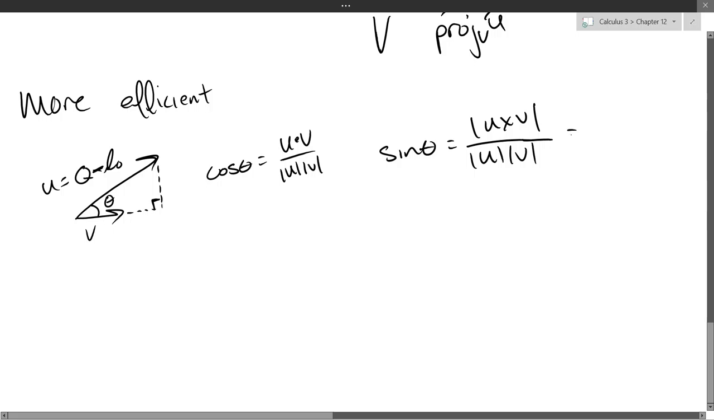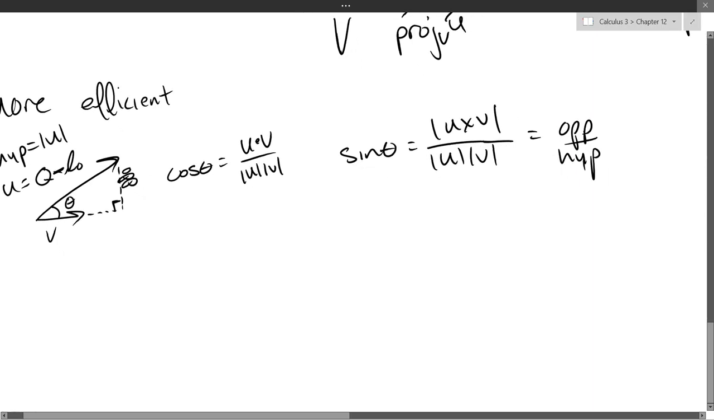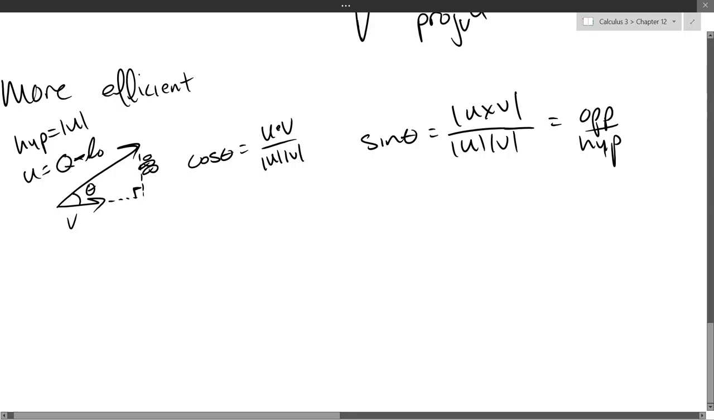It's almost exactly the same, except magnitude over. All right, sine is much better. That's opposite over hypotenuse. So there we got opposite. And of course, u is the hypotenuse. Or I should say, hypotenuse is really the magnitude of u right there. Hypotenuse is the distance of the vector u.